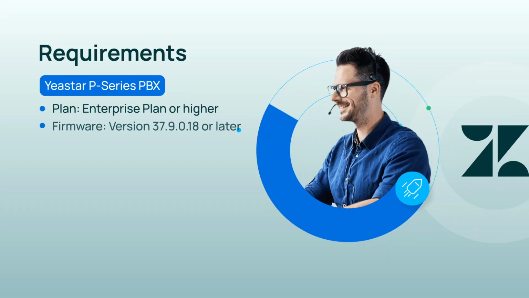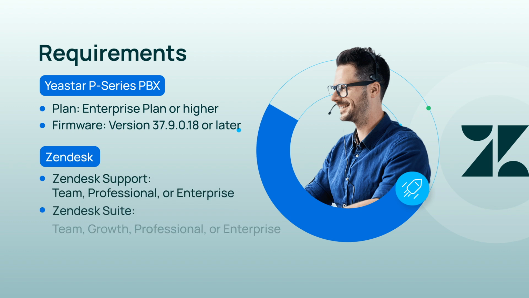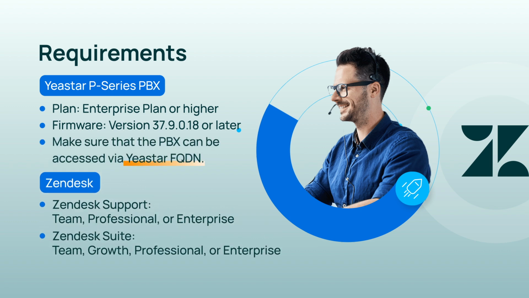Before we get started, we must make sure that the two platforms meet the following requirements. Finally, we also need to activate FQDN on Yeastar P-Series PBX, which will be used as access for the integration. Now we can start the configuration.